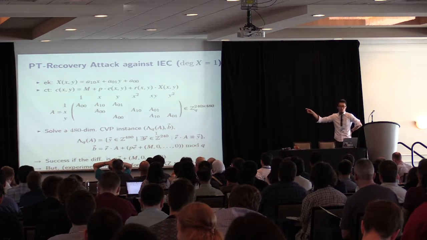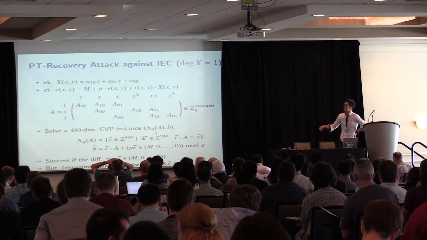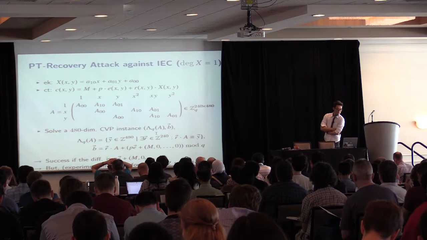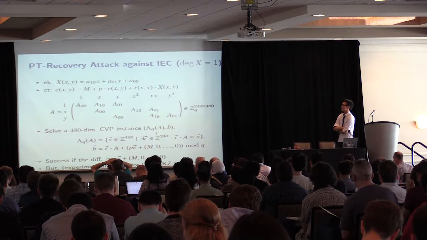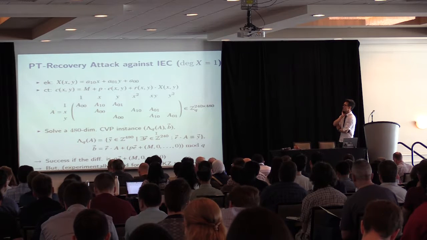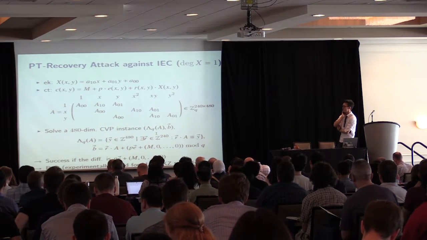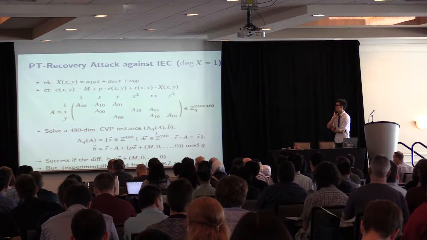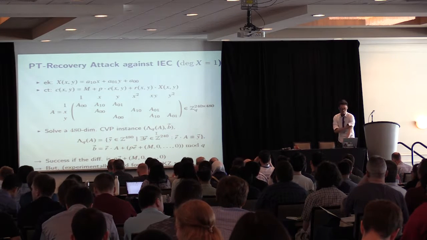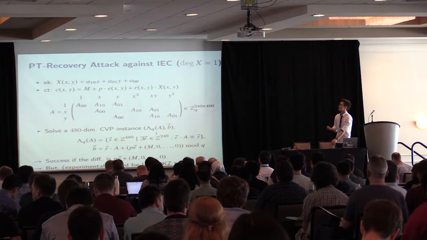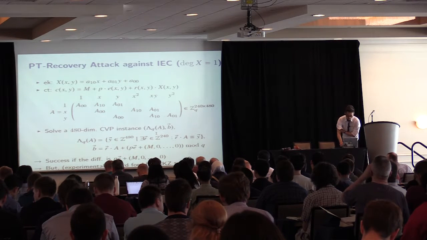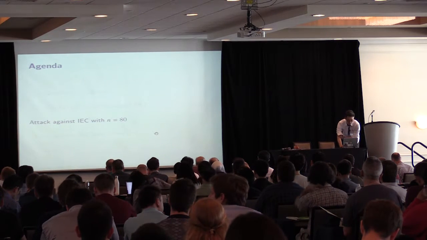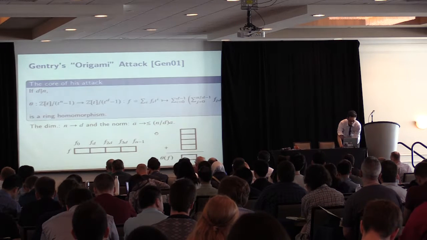So if we can solve this CVP instance, then we will find the difference vector as p times v plus n. But unfortunately, it is hard for lattice reduction algorithms such as LLL or BKZ to find this difference vector. But we can mount our attack against the IC with small n.